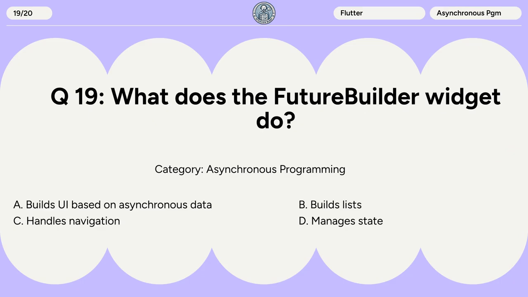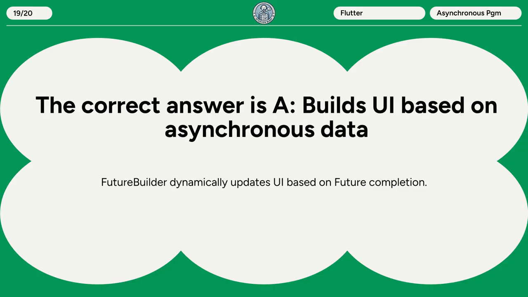Question 19. What does the FutureBuilder widget do? A. Builds UI based on asynchronous data. B. Builds lists. C. Handles navigation. D. Manages state. The correct answer is A. Builds UI based on asynchronous data. FutureBuilder dynamically updates UI based on future completion.